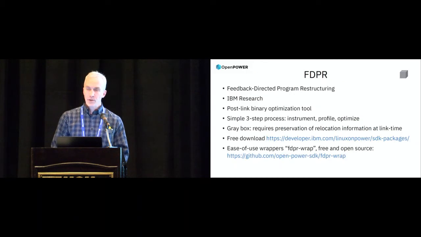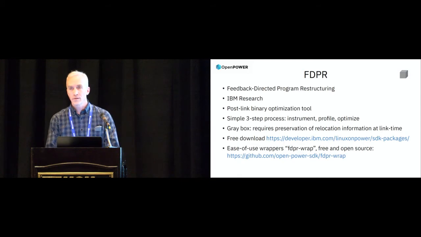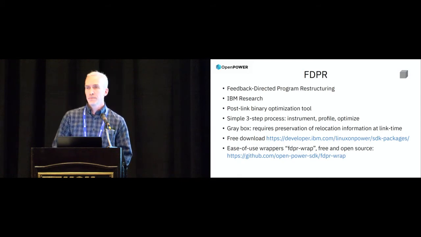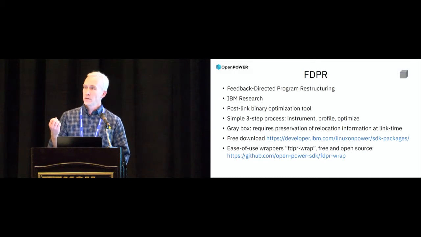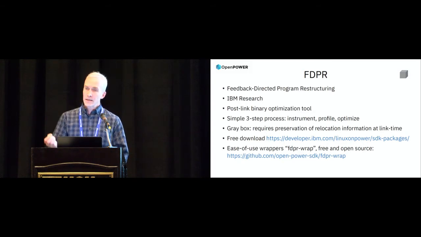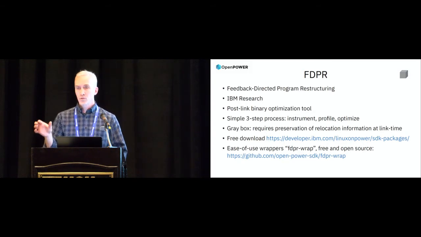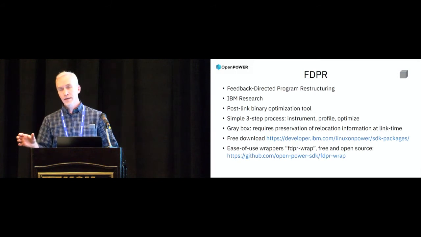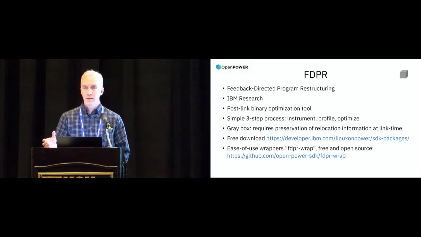FDPR. This is an offering out of IBM Research. It's a neat post-link binary optimization tool, so it doesn't require any recompiling or relinking. It basically takes a linked executable, instruments the code, runs a representative performance scenario, and then can go in and restructure and optimize those binaries basically in place to give you a better performing binary program.